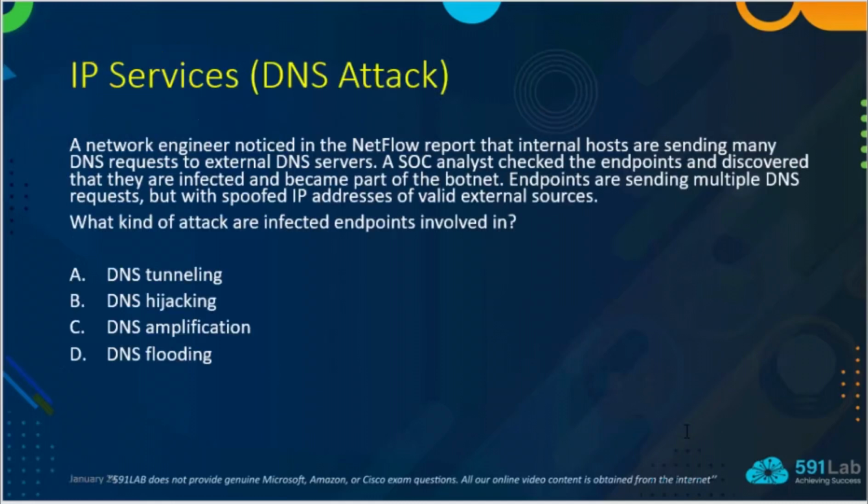All right. So now coming back to our questions, let's look at this carefully. Here it says endpoints are sending multiple DNS requests, but with a spoofed IP address of a valid external source. So that means an external source, which is the attacker, is now using the IP address of a valid host in that particular organization to send a DNS request. And what do we call that?